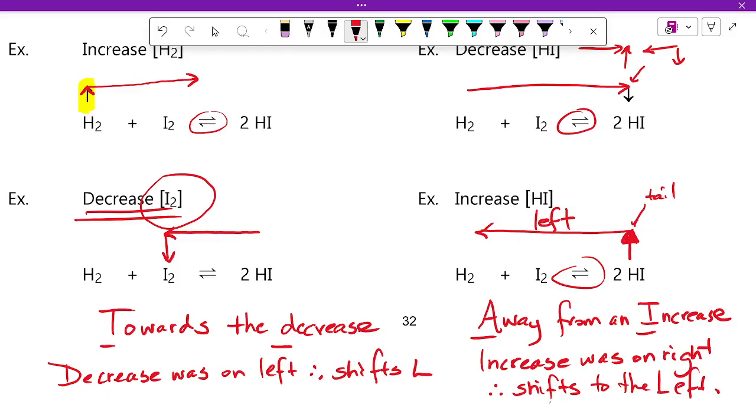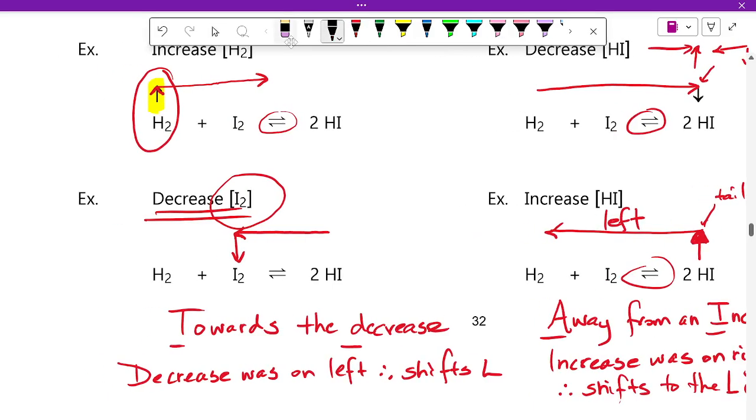In each of these cases, Le Chatelier says, we made the concentration of H2 bigger. The system will shift to use up H2 to bring the concentration of H2 back down.